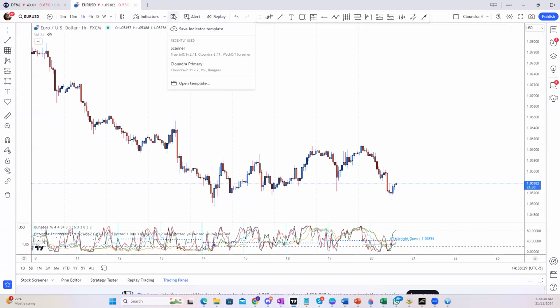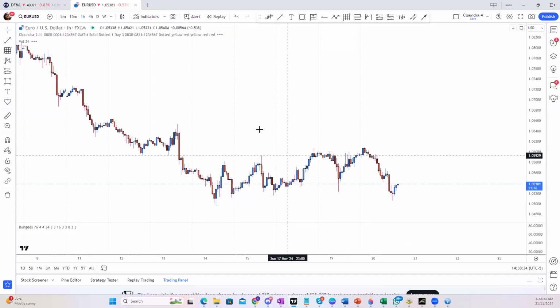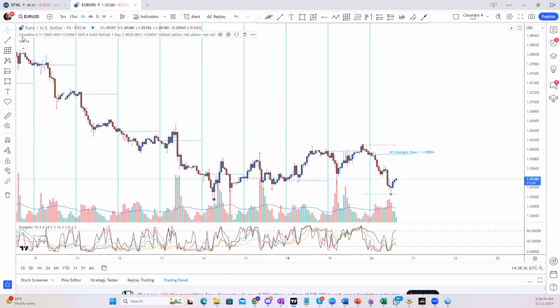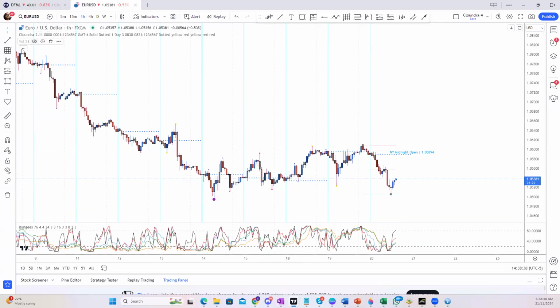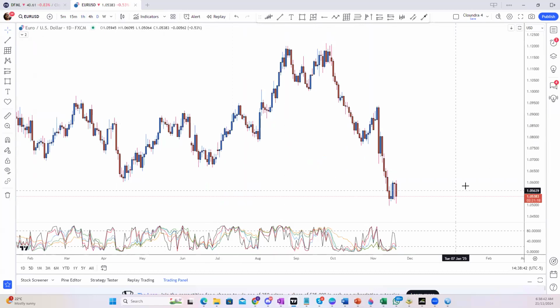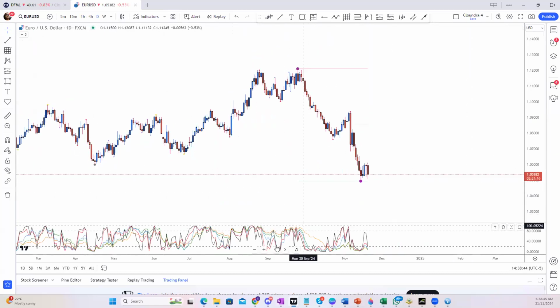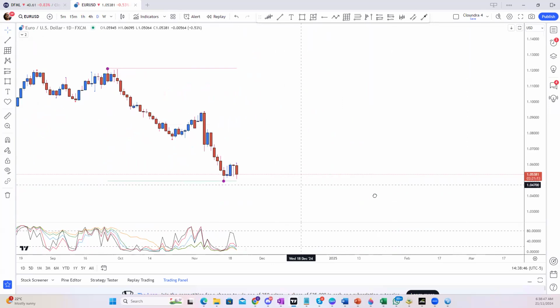Let me put my indicator back. I just turned the volume off. Now go to the daily time frame, and that's your daily time frame.